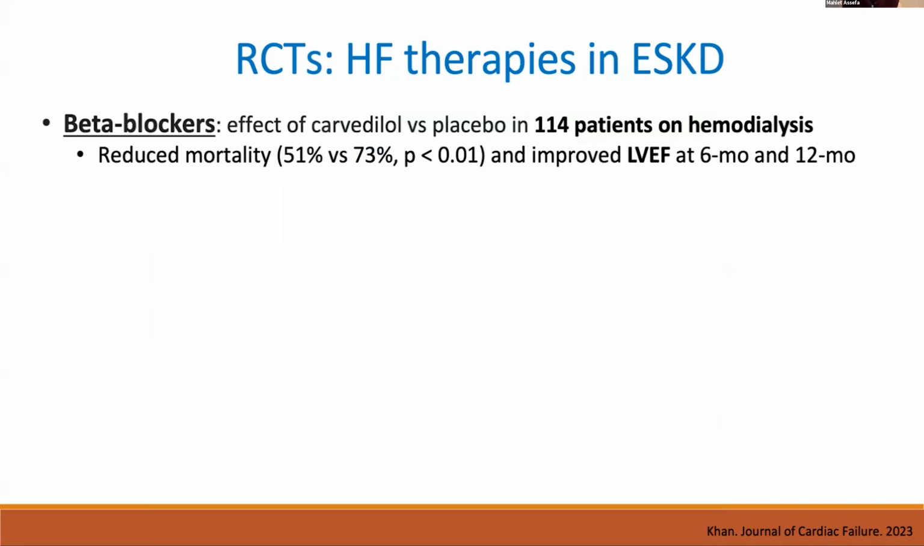The first one is beta blockers. There is a group out of Italy, I believe early 2001, which looked at the effect of carvedilol versus placebo in 114 patients on hemodialysis. And what they found is that there was reduced mortality in those patients on carvedilol, and improvements in ejection fraction as well at 6 and 12-month mark.